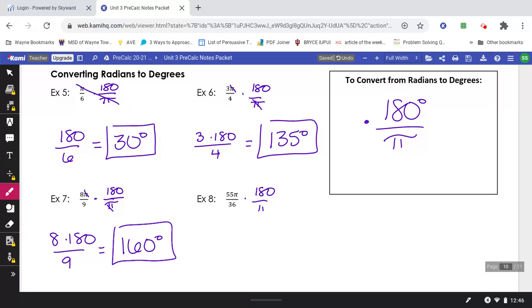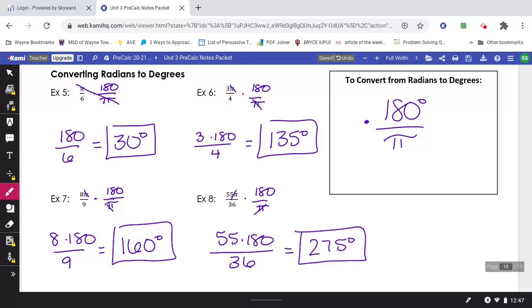180 over pi. Cancel the pi's. 55 times 180 and divide that by 36. When you type that into your calculator, it gets you 275 degrees.